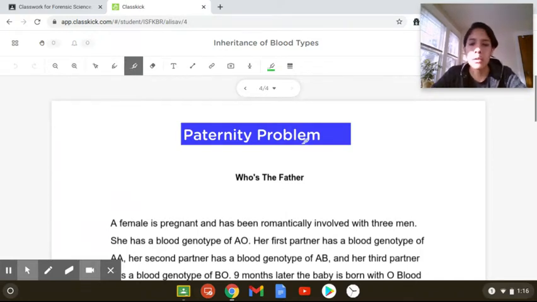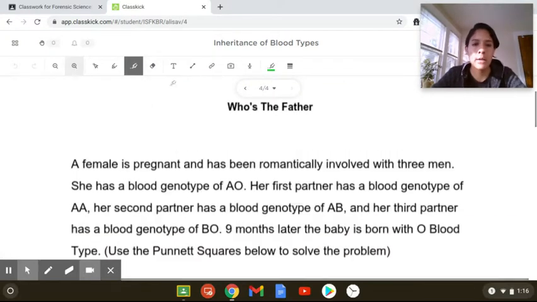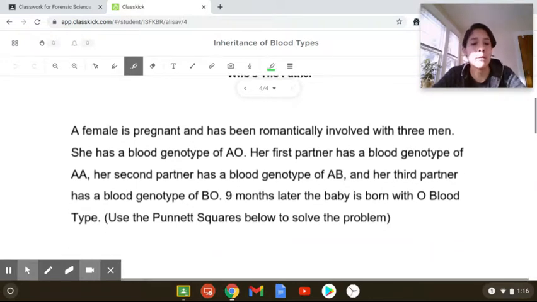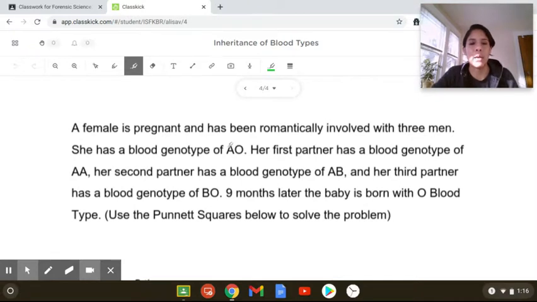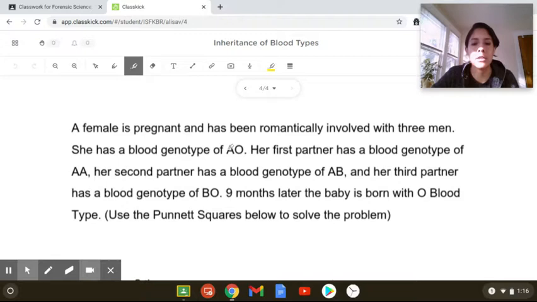So this is a paternity problem. This problem deals with who's the father. I'm going to annotate, highlighting the important information in this problem so that way we can go ahead and set up our Punnett squares. A female is pregnant and has been romantically involved with 3 men. She has a blood genotype of AO. Okay, so here are her 2 genes. She can give her child an A gene or an O gene.